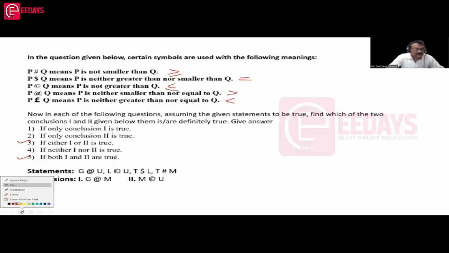Now come to the question. How to solve the question? All of you look at the screen, observe carefully. First, G at the rate U. What is the meaning of at the rate? That is equal to greater than. That means G is strictly greater than U. So write down G and U.